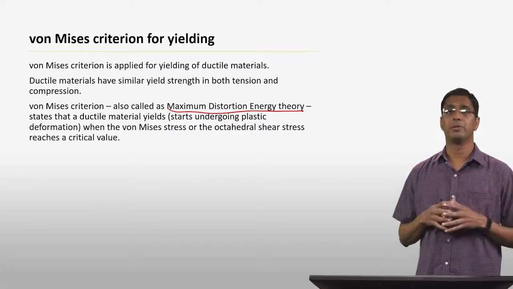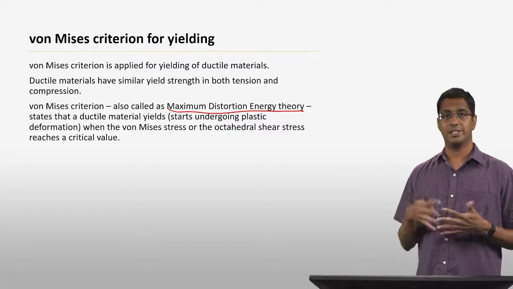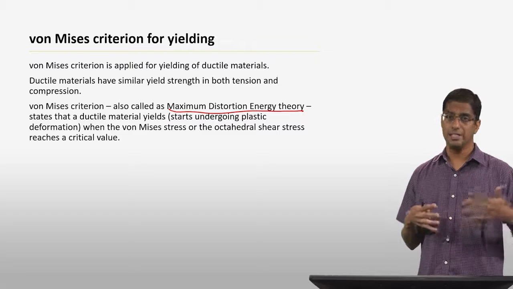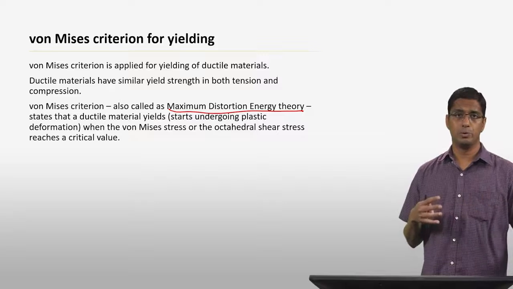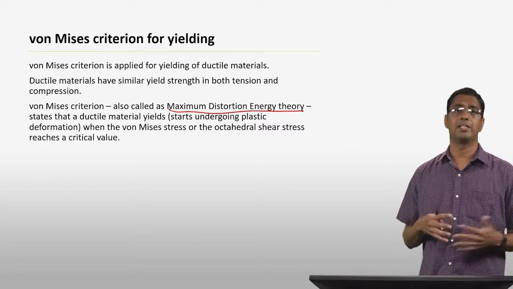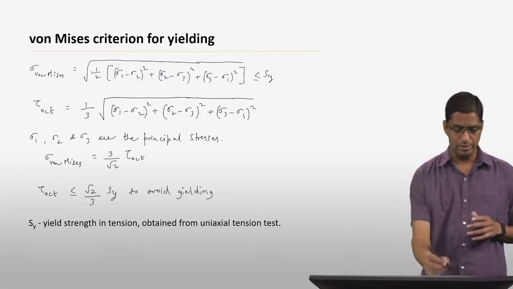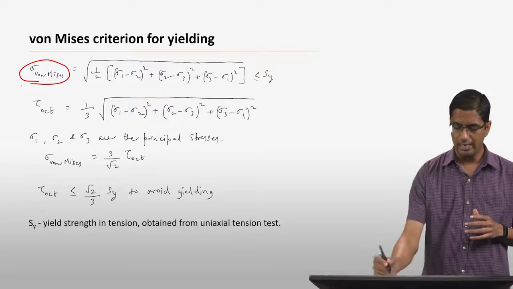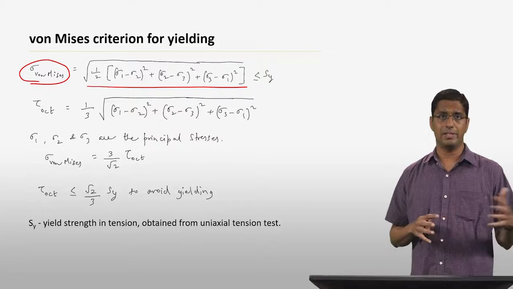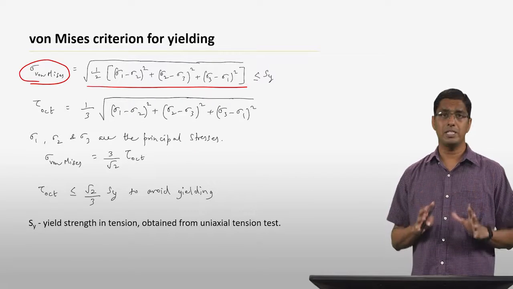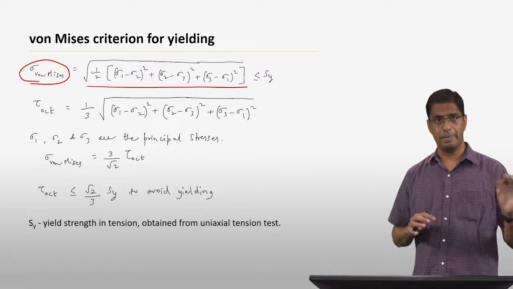But before that, I want to remind you that we learnt about the octahedral planes, and the octahedral shear stress and the normal stress on the octahedral planes, a few lectures back. We will be using that particular measure of stress to figure out whether a ductile material is going to yield or not. Okay, so what is this von Mises stress? Sigma von Mises is defined as this term here. In this case, I have written the von Mises stress as a function of the principal stresses at the point. So sigma 1, sigma 2, and sigma 3 are the principal stresses at any point.